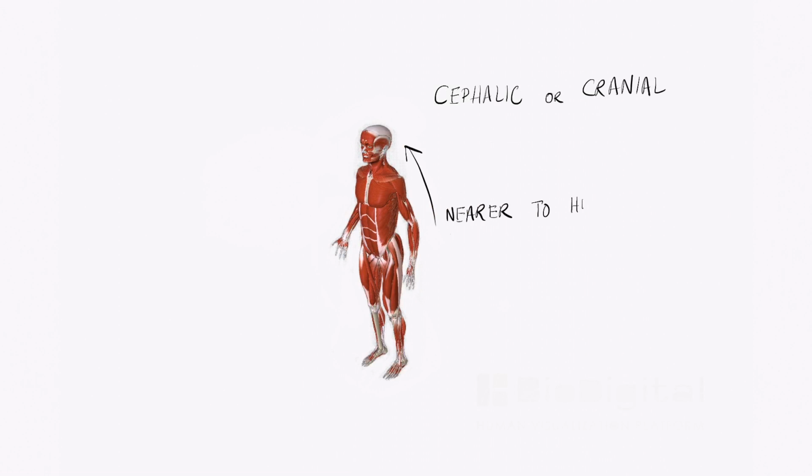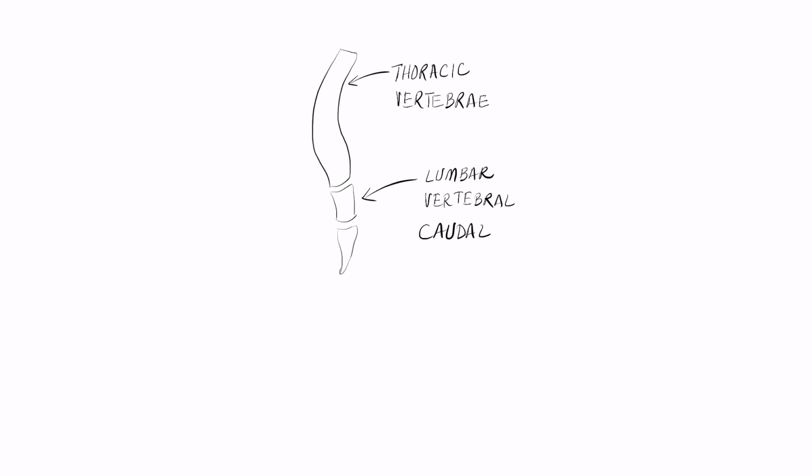Cephalic and cranial mean toward the head or cranium. Just like ventral and dorsal, in humans, cephalic and superior can be used interchangeably. However, in the developing human, the distinction between superior and cephalic should be understood. And finally, caudal is used to describe structures that are towards the tail compared to other structures. For example, the lumbar vertebrae are caudal to thoracic. Again, this term in other animals and developing humans can mean differently than the term inferior.